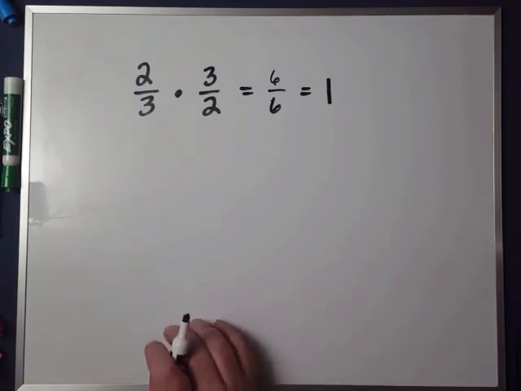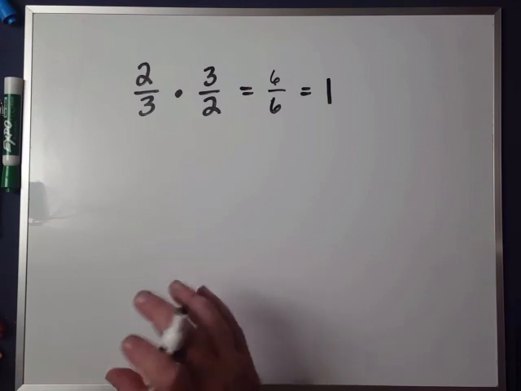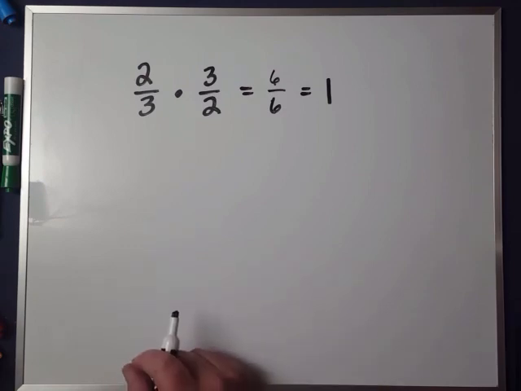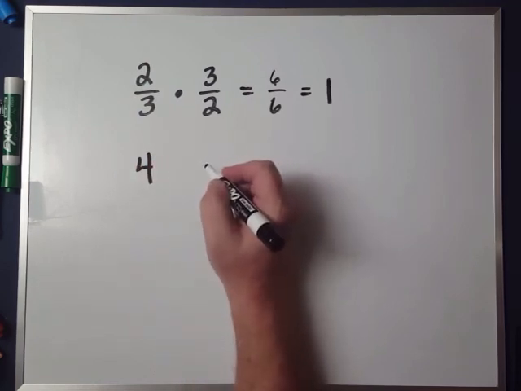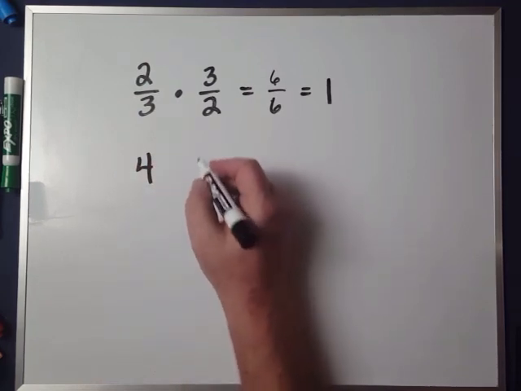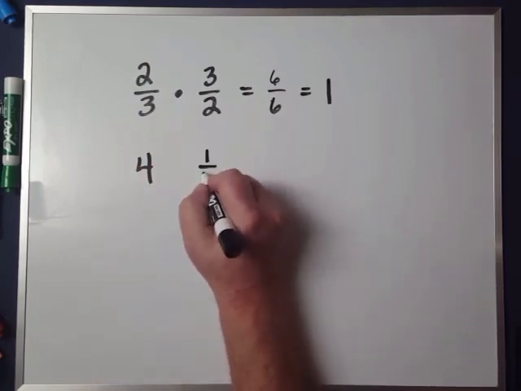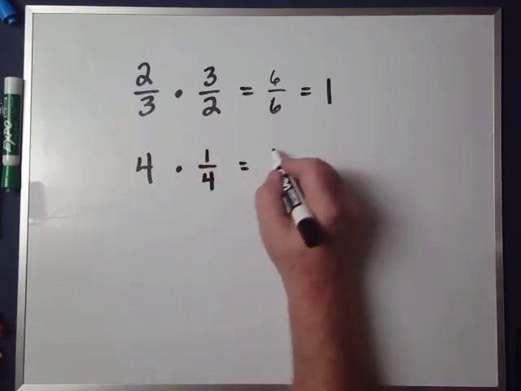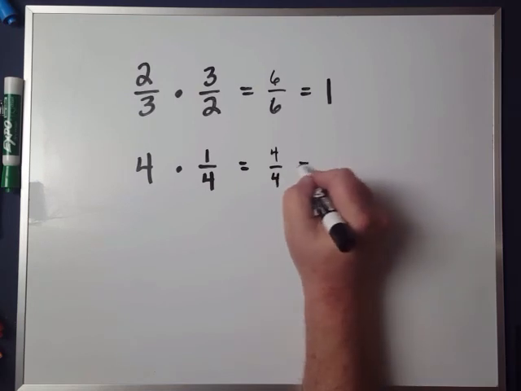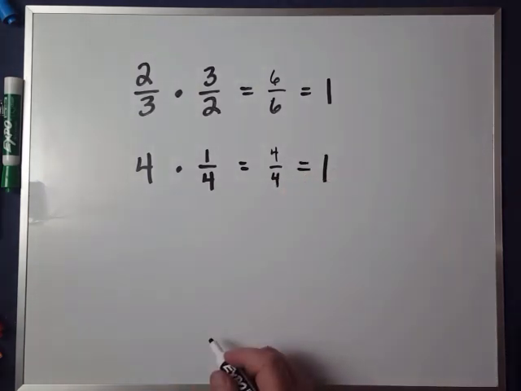Typically, we think of a reciprocal as taking a number like a fraction and flipping it over. The reciprocal of 4, well, that's 4 over 1. So its reciprocal would be 1/4. And when I multiply 4 times 1/4, I get 1. The product of reciprocals is 1.